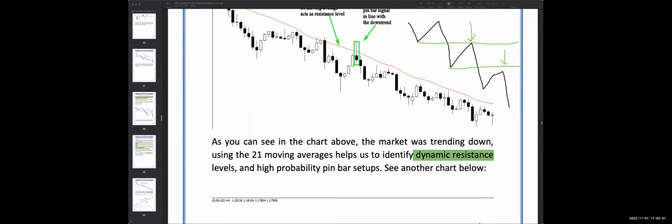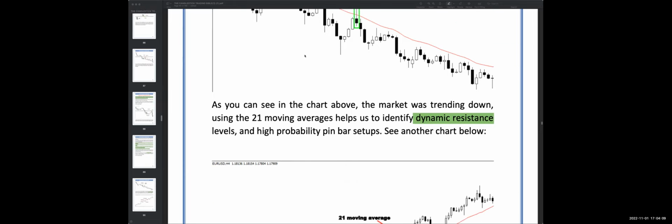That's a resistance level. So when they say dynamic, it simply means that this resistance level now is not fixed just to one area. If you have a moving average coming here, it means this area also qualifies as a resistance area on the moving average, but now it's dynamic because it's flexible. The moving average is flexible, right? That's the definition of dynamic. It means it's not fixed, basically. So I hope that helps. It helps us identify dynamic resistance levels and high probability pin bar setups.